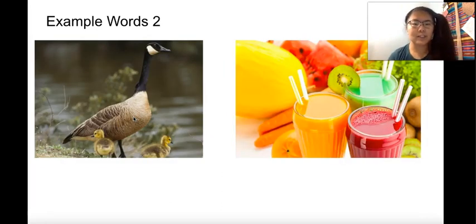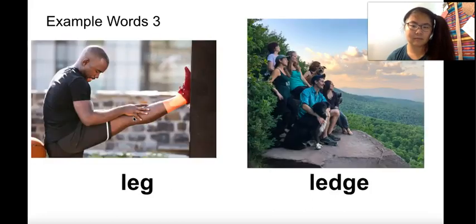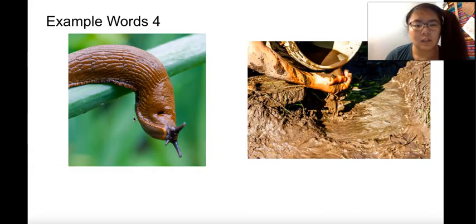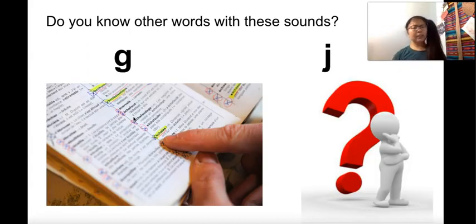Goose, juice. Leg, ledge. Right, this one's easy to hear the difference. Slug, sludge. Sludge is like mud with trash in it. So can you think of other words with these sounds?